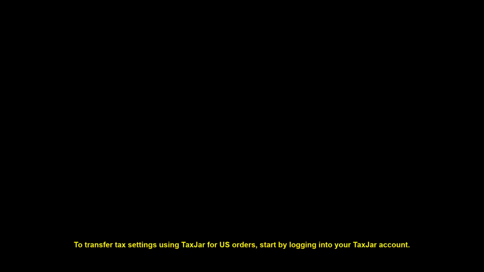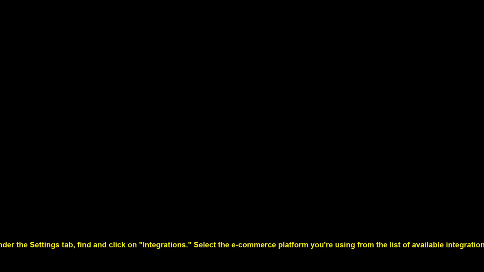To transfer tax settings using TaxJar for US orders, start by logging into your TaxJar account. Once logged in, navigate to the Settings tab located on the left side of the dashboard. Under the Settings tab, find and click on Integrations. Select the e-commerce platform you're using from the list of available integrations. Follow the prompts to connect your e-commerce store to TaxJar, if you haven't done so already.